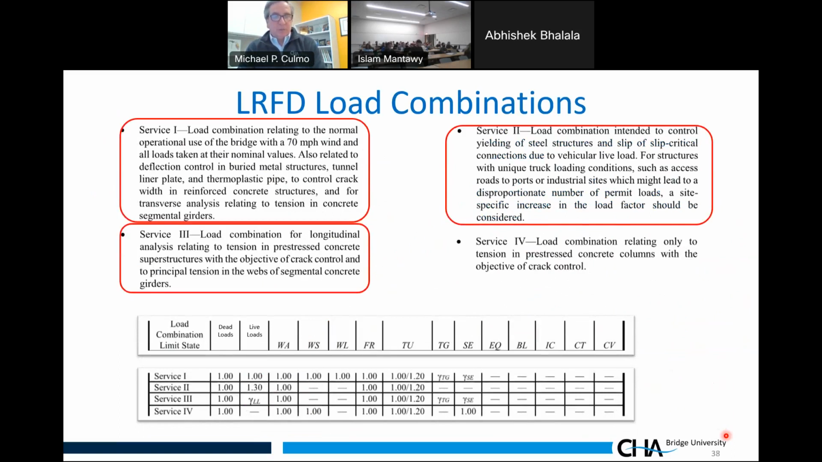And service 3 is looking at pre-stressed concrete structures for crack control. That is a very popular load factor. The load combination is used for pre-stressed concrete girder design. Service 2 is for slip critical connections and steel structures. We're kind of getting down in the weeds here a little bit. And service 4 is for checking, I love this, only for checking tension and pre-stressed concrete columns with the objective of crack control. I don't know anybody in my life who's ever done a service 4 check, but it's there.